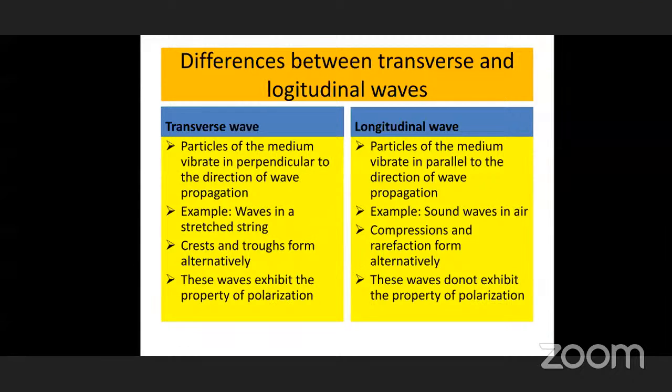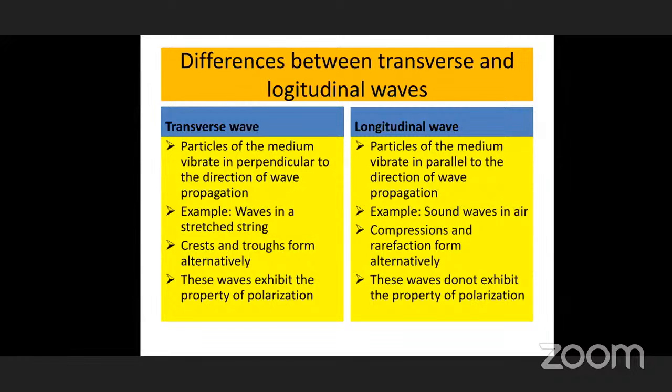The second difference is about examples. Waves in a stretched string are transverse, and under longitudinal waves, sound waves in air. In air, compression and rarefaction take place. That's the third difference: crests and troughs form alternately in transverse waves, and compressions and rarefactions form alternately in longitudinal waves. And finally, transverse waves exhibit the property of polarization.